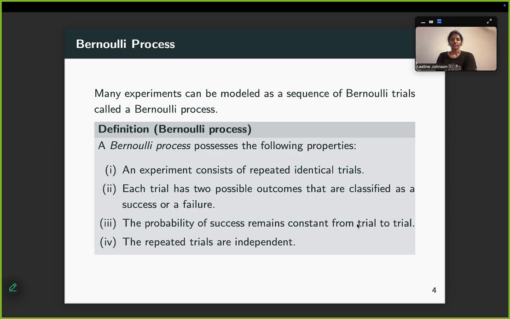So many experiments can be modeled as a sequence of Bernoulli trials called a Bernoulli process. A Bernoulli process has four main properties. First, an experiment needs to consist of repeated identical trials. Second, each trial has two possible outcomes, which we can classify as success or failure. The probability of success must be the same for each trial. And the trials have to be independent from each other, so a previous trial can't affect the next trial.